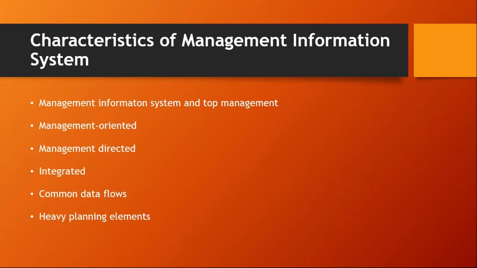Now, what are the characteristics of management information system? Number one is management information system and top management. That's the first characteristic. Of course, the top management, like we said, is responsible for setting up this MIS for every other person within the organization to actually follow. So it is being coordinated comprehensively from the top.